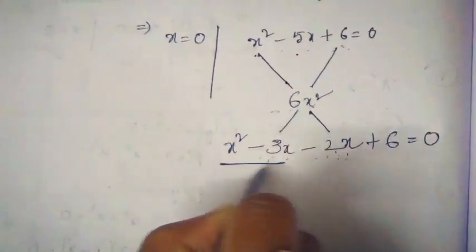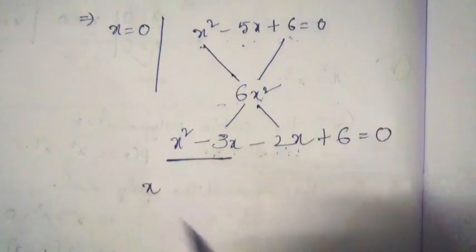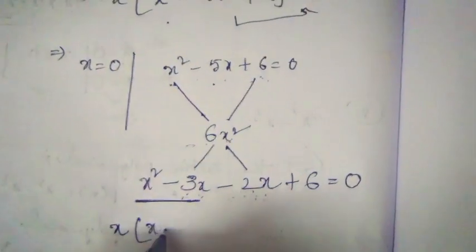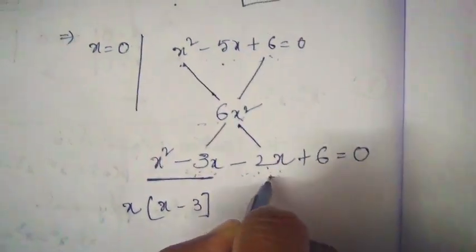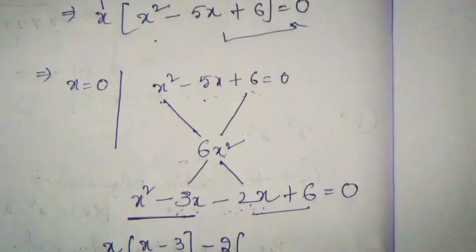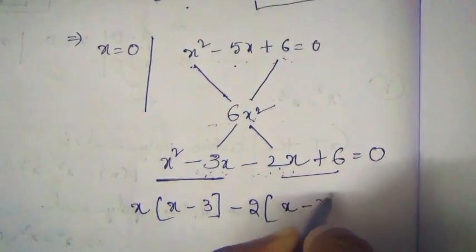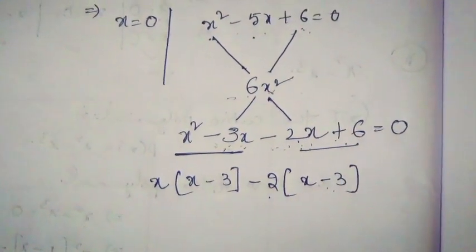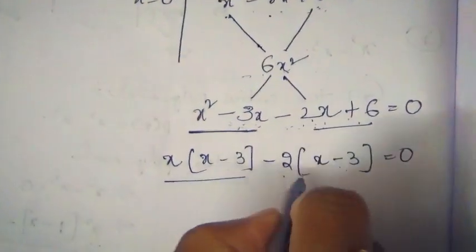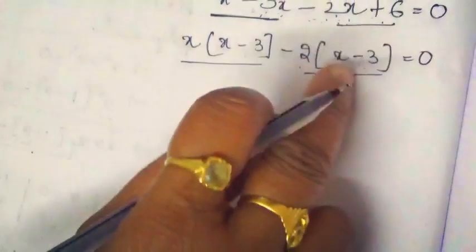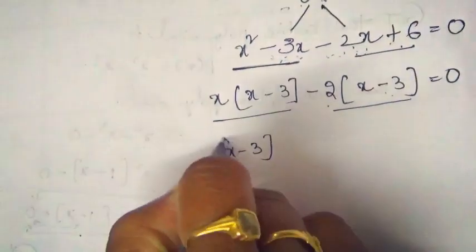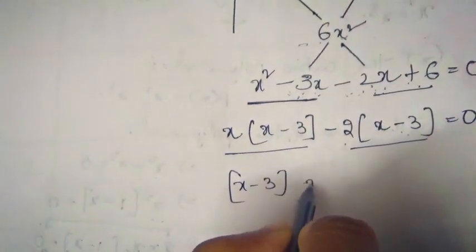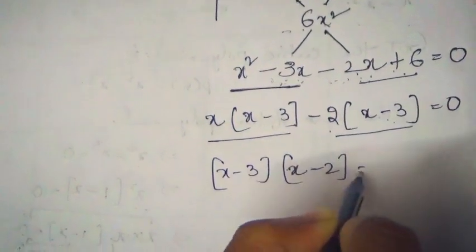In the first two terms, what is the common term here? x. So x is taken as common, leaving x minus 3. In these two terms, minus 2 is the common term, leaving x minus 3. Why is it minus 3? Minus of minus becomes plus, and 2 3s are 6. That is equal to 0. In these two terms, what is the common element? x minus 3 is the common. After taking this common element, what remains here? x, and here minus 2. That is equal to 0.